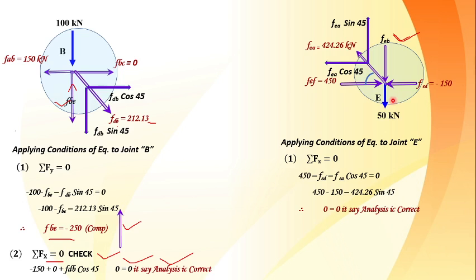So this is how we have to traverse from joint to joint, with the judgment that the particular joint has only two unknowns. Apply sigma Fx, sigma Fy and find the answers. After finding the answers, check whether the answer is positive or negative. If the answer comes out negative, we conclude that the magnitude is okay, but the direction assumed is wrong. So FBE here was minus 250, so this was not tensile, it was a compressive force.